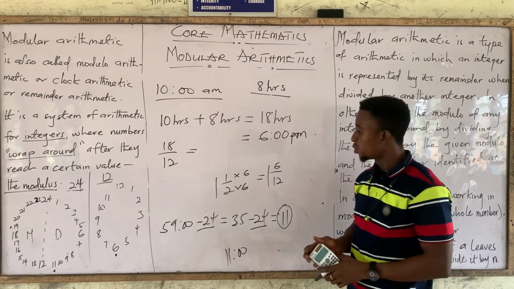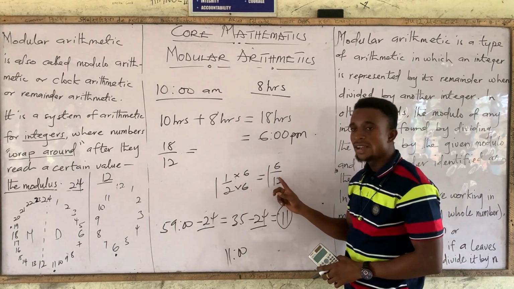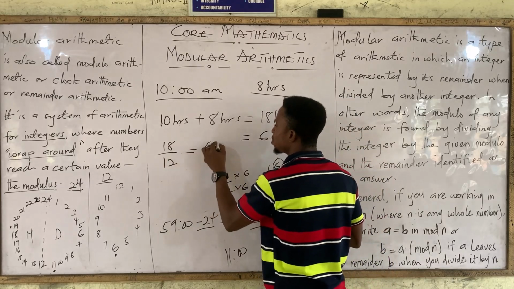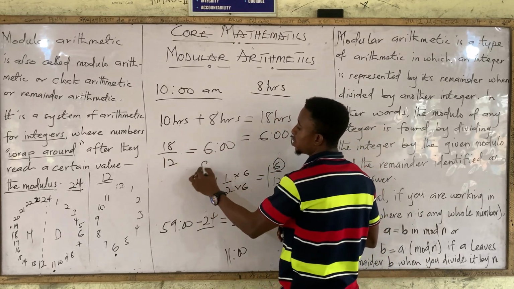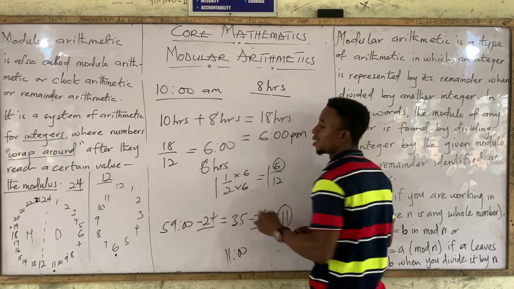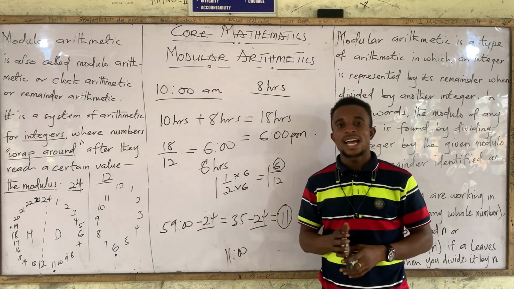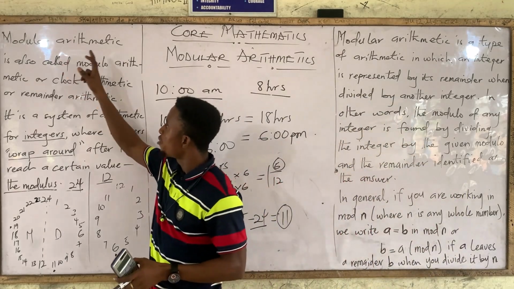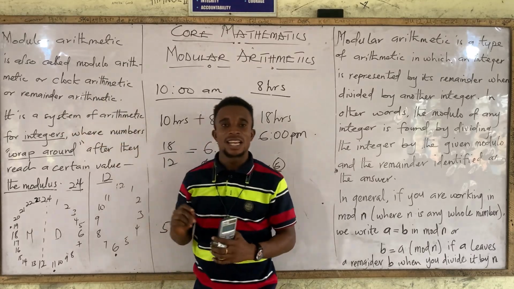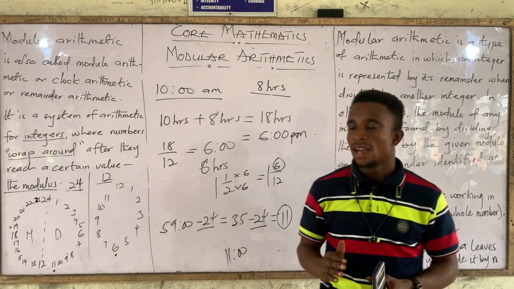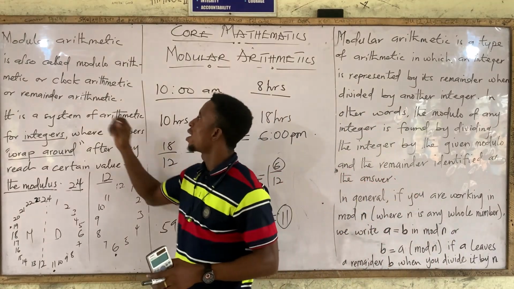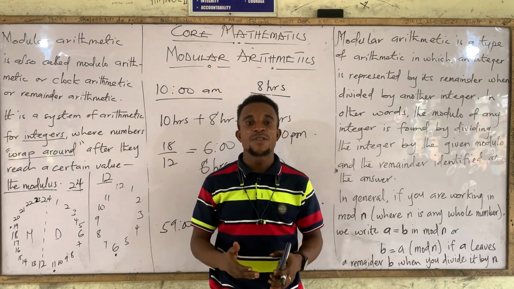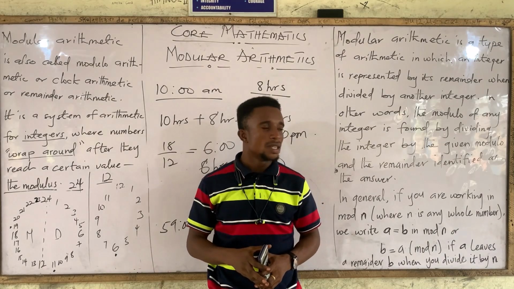Are we getting that? So now the remainder is the 6 that we were referring to. 6 o'clock, or 6 hours. Please, are we getting that? So that is why we said the modular arithmetic is the same as remainder arithmetic. Or I said it is also known as clock arithmetic because they based it on the clock in deriving this particular concept. Are we getting that?